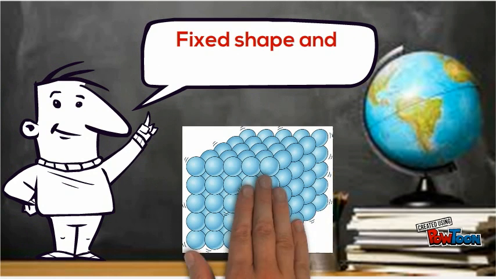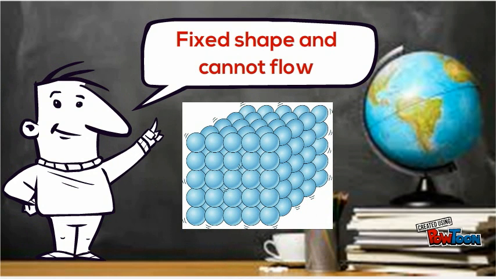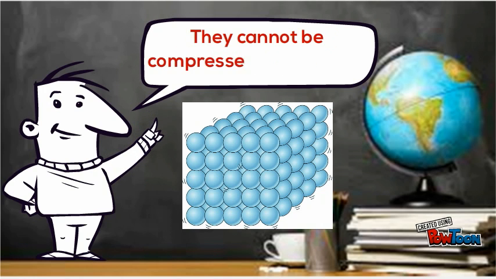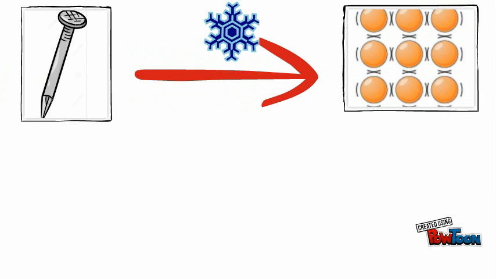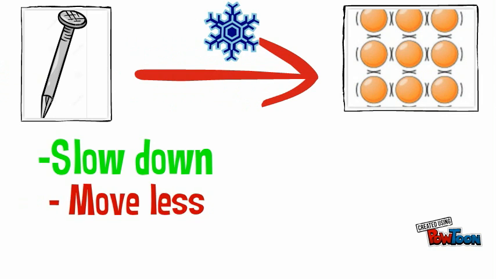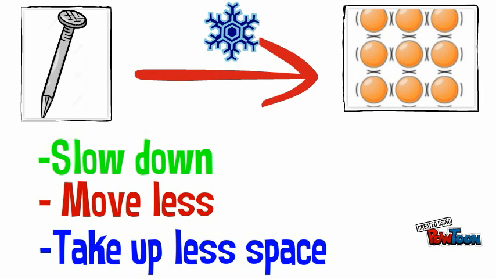Solids. Generally, solids have a fixed shape and cannot flow. This is because the particles cannot move from place to place. Therefore, they cannot be compressed or squashed, since the particles are close together and have no space to move into. When solids are cooled down, they contract. This happens because the particles slow down, move less, and take up less space.